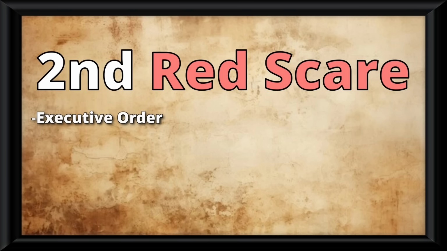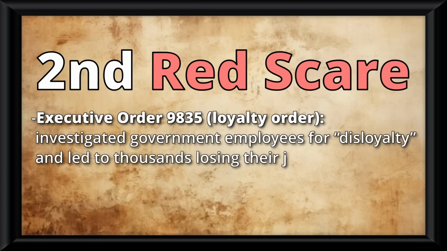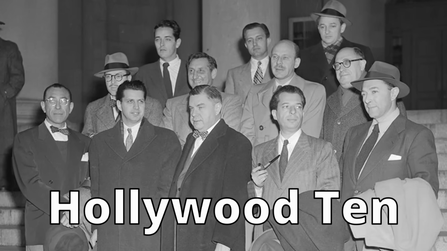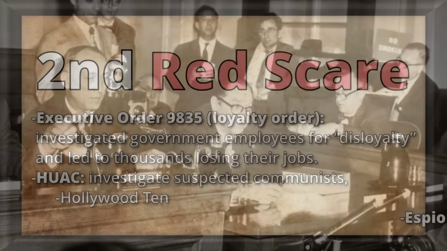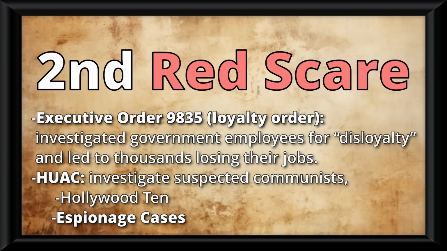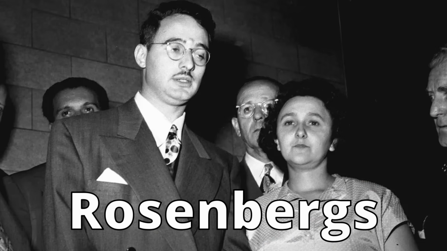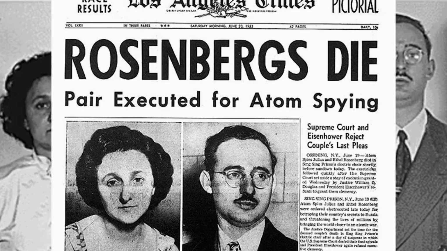Truman's Executive Order 9835, also known as the Loyalty Order, investigated government employees for "disloyalty" and led to thousands losing their jobs. The House Un-American Activities Committee investigated suspected communists with a special focus on Hollywood, where 10 writers, directors, and screenwriters were cited and blacklisted from the industry. And finally, there were actual real espionage cases, such as Alger Hiss, but the more dramatic one here was probably the Rosenbergs, where, after these two were convicted of selling secrets to the Soviet Union, they were executed by electric chair.